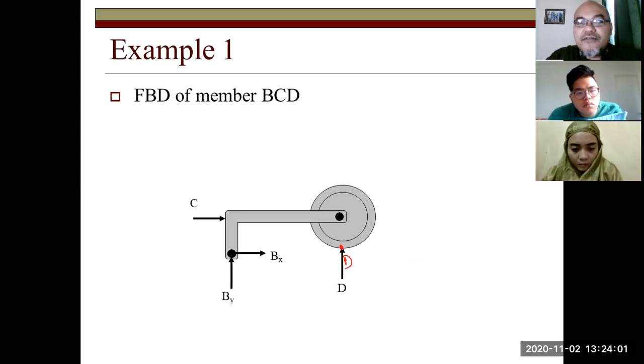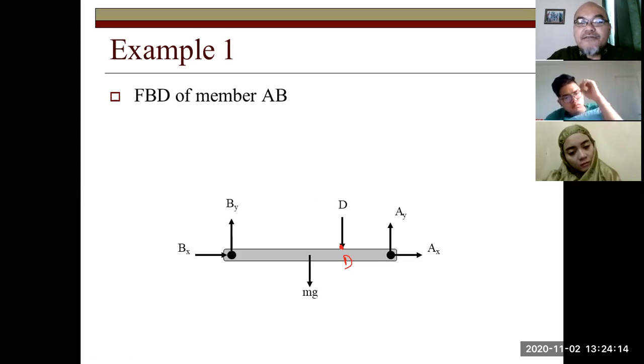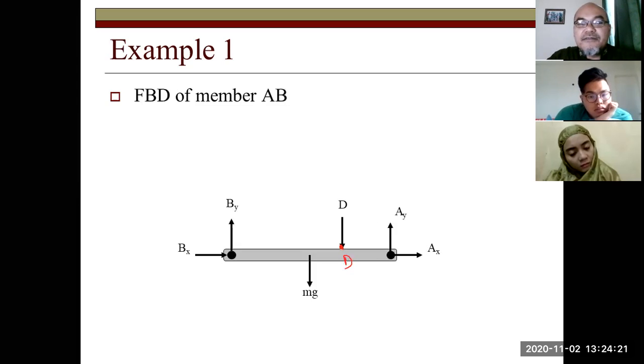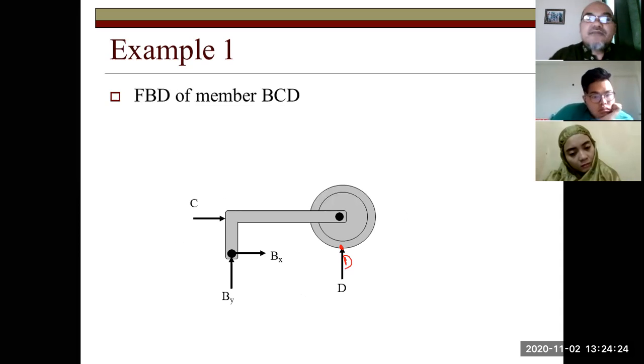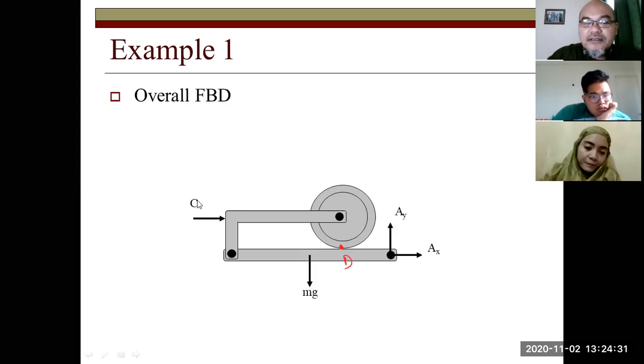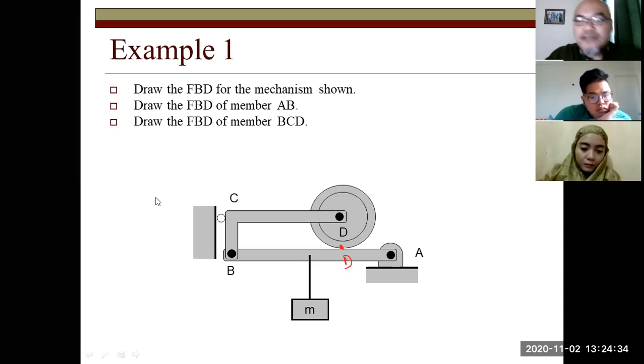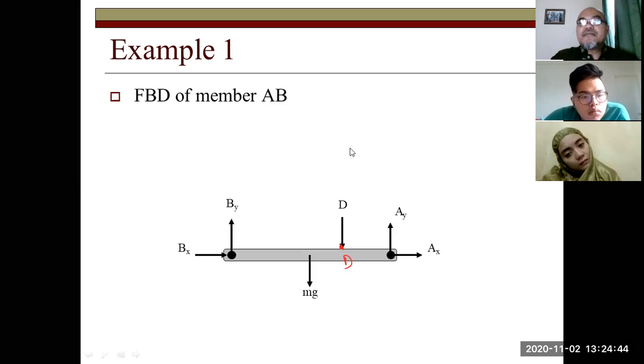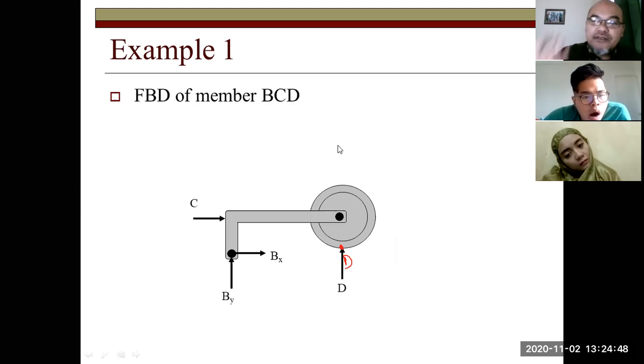Then we can also draw the free body diagram of member BCD, the L beam BC plus the wheel D. At B, it will contain reaction forces Bx and By, similar to the previous Bx and By at member AB. At C, it will also feel the reaction force from the wall because the connection is through a roller here. So it has only one single reaction force whose direction is horizontal. Then at D, it will feel a reaction force from member AB, pointing upward.